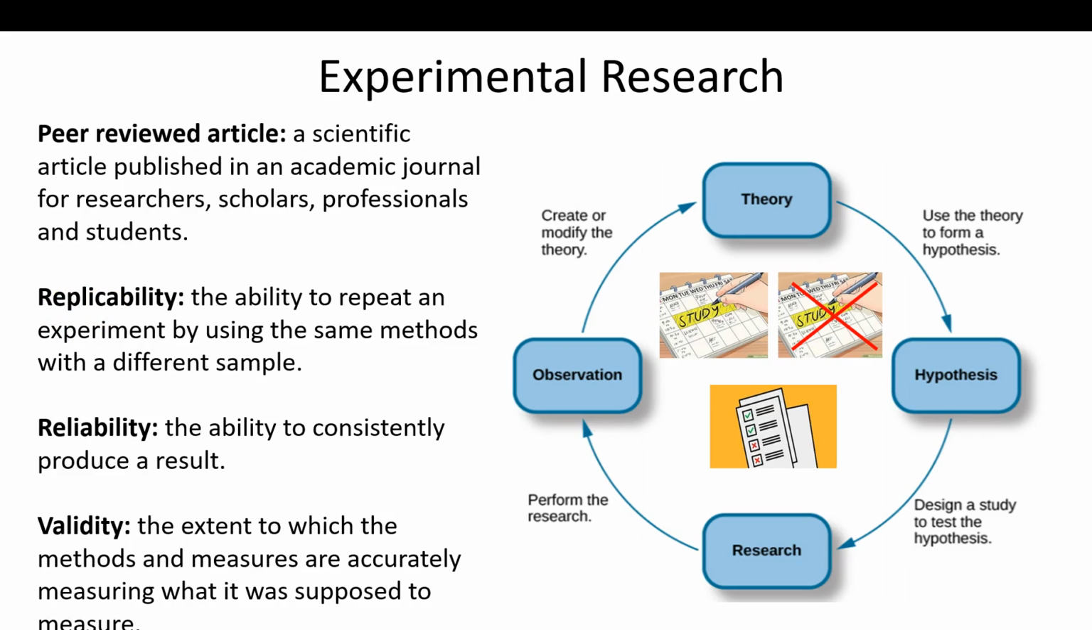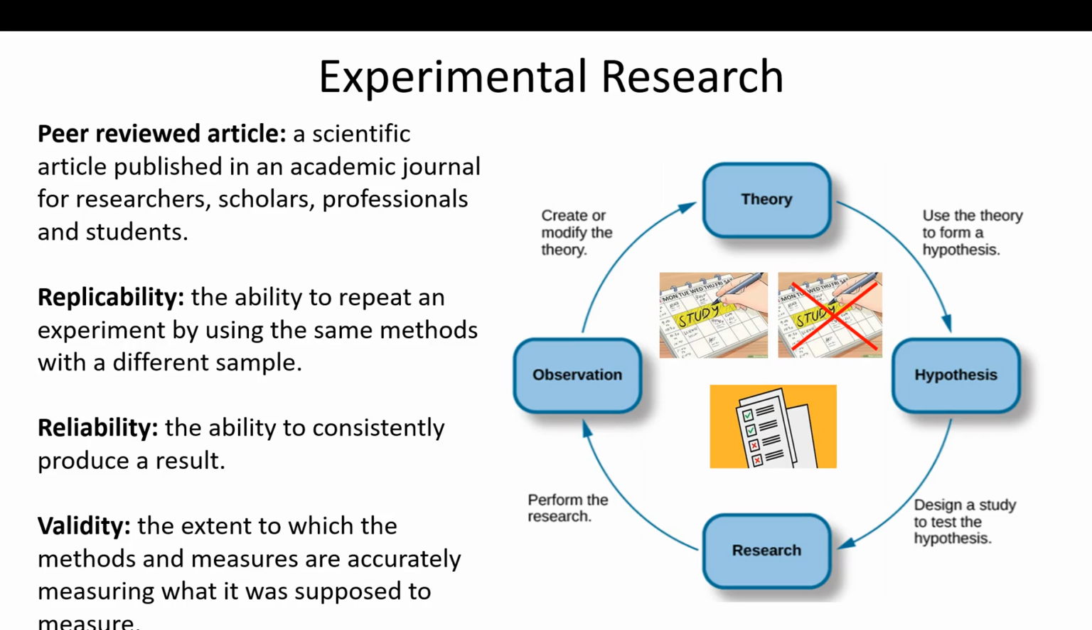Peer reviews also look at how reliable and valid the research study was. Reliability refers to the ability to consistently reproduce a result, and validity refers to the extent to which a method or measure accurately measures what it is supposed to measure.